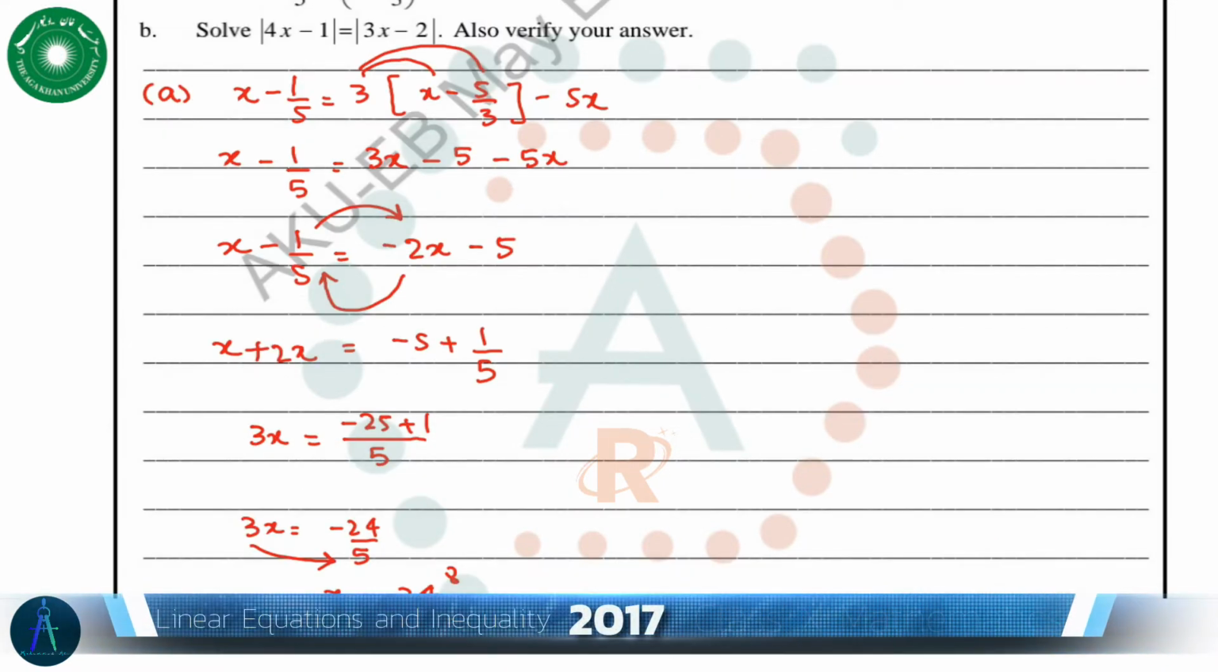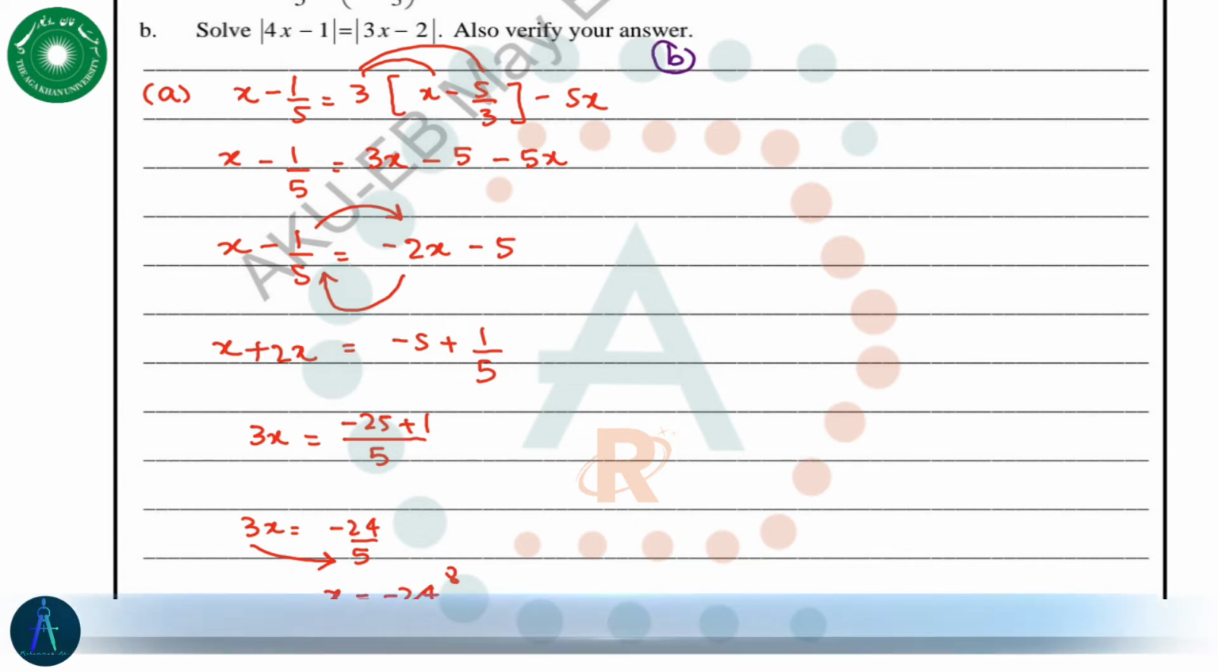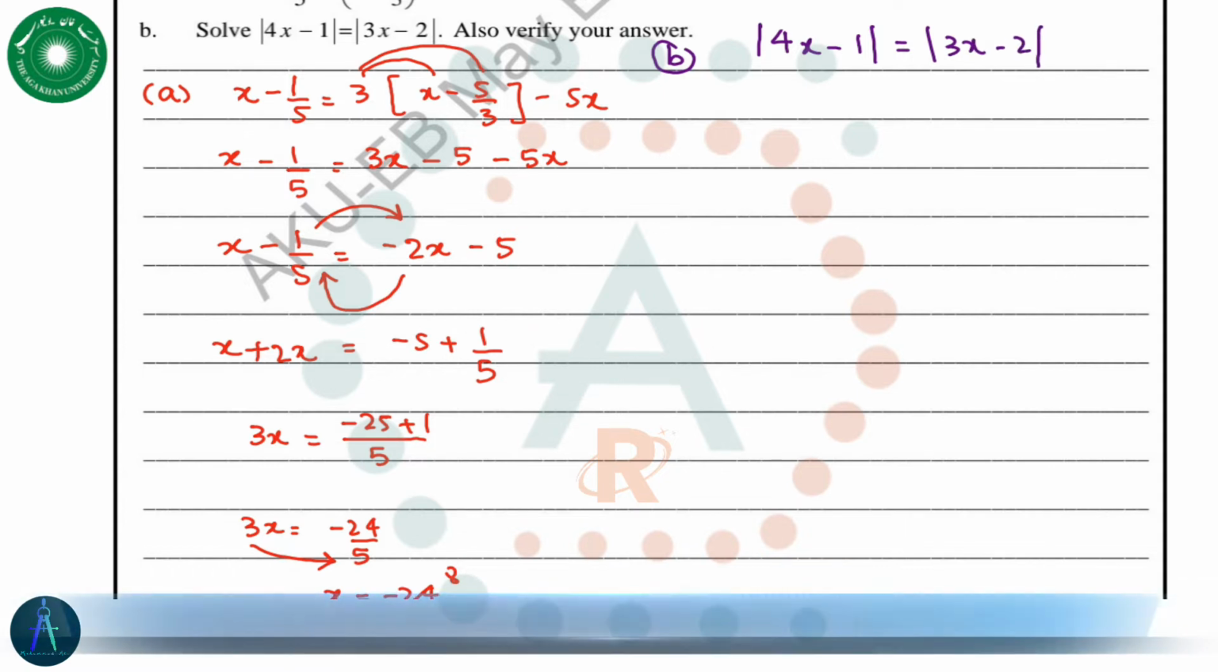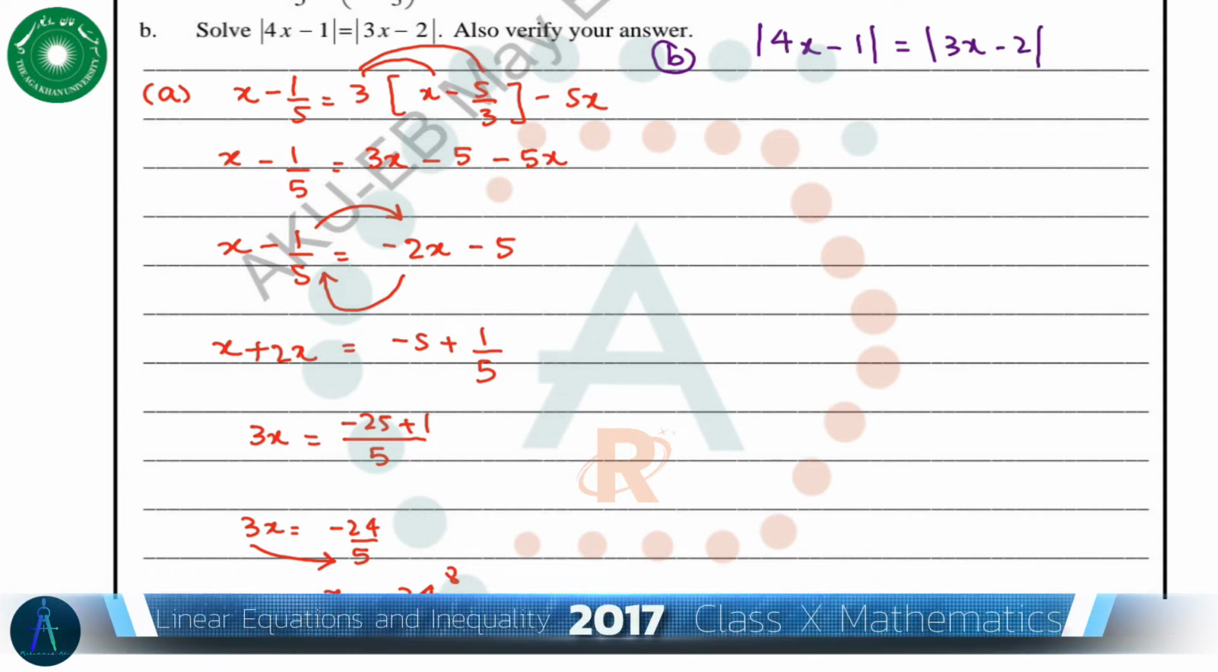Now let's see the second part of this question number 3. So for the part B we have the modulus equation. Modulus of 4x minus 1 is equal to modulus of 3x minus 2. So first of all we will find the value of x, then we will see how to verify our solution.